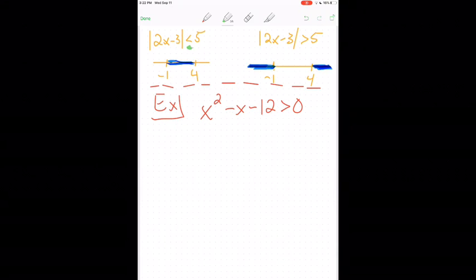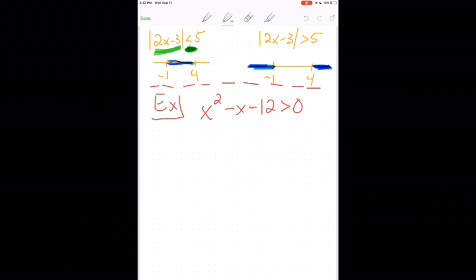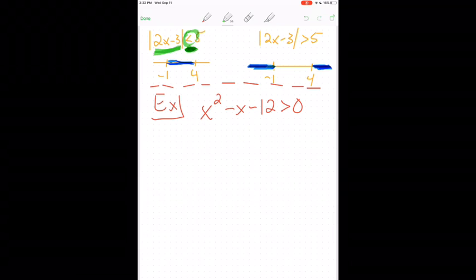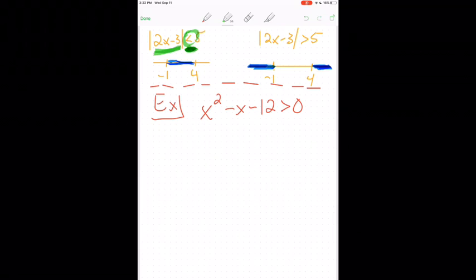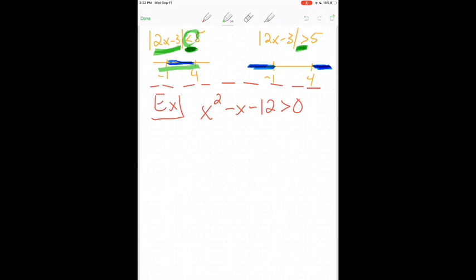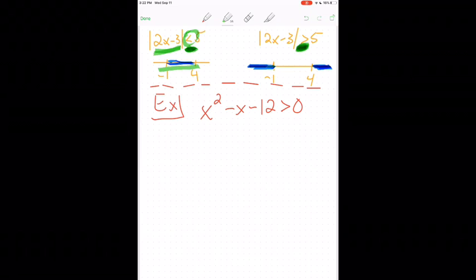Well, when we had a less than sign, we solved this, and it could be either -1 or 4, if this was an equal sign. Okay, and we find that our interval falls between the two numbers. So when we have a less than, my interval is going to fall between the two numbers here. When I have a greater than sign, my interval falls on the outside of the two numbers.